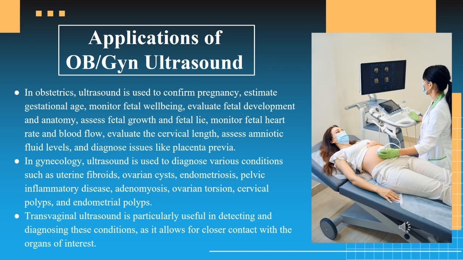In gynecology, ultrasound is used to diagnose various conditions such as uterine fibroids, ovarian cysts, endometriosis, pelvic inflammatory disease, adenomyosis, ovarian torsion, and cervical polyps and endometrial polyps. Uterine fibroids and ovarian cysts are very common and something that's seen very often on gynecological or pelvic ultrasound. Transvaginal ultrasound is particularly useful in detecting and diagnosing these conditions as it allows for closer contact with the organs of interest.